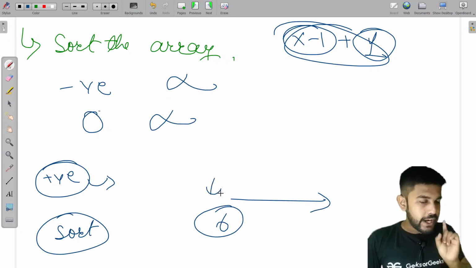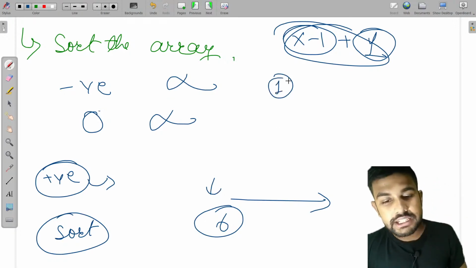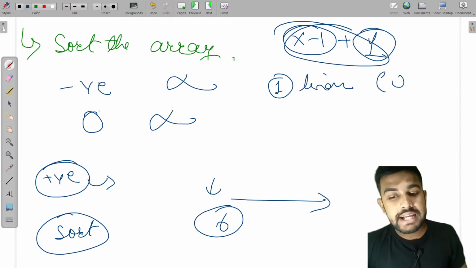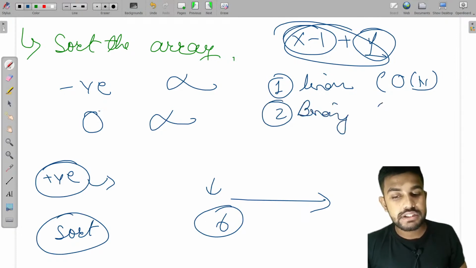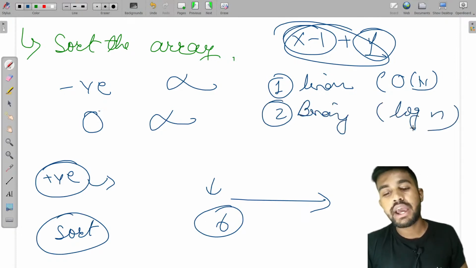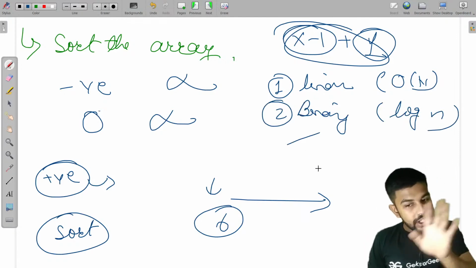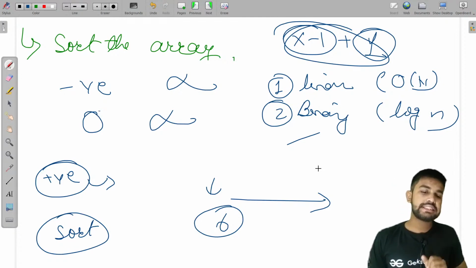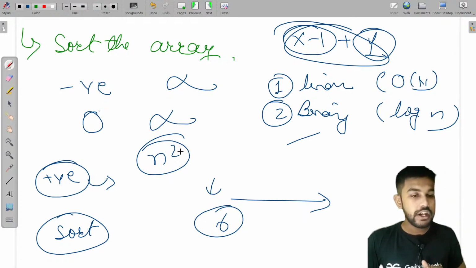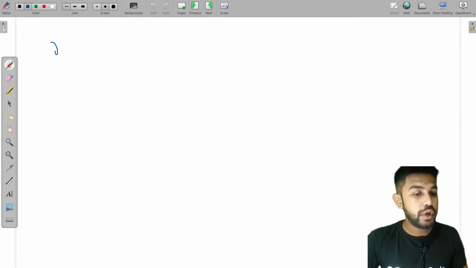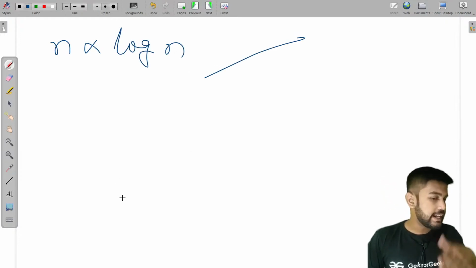If we want to search a value in a sorted array, there are two options. First one is linear search, which has an order of big O of n, and second one is binary search, which has an order of log n. This works only on a sorted array. So this is sorted and we can use binary search. We have seen that the n square approach won't work, so we need a better solution. n into log n is feasible and it would pass.